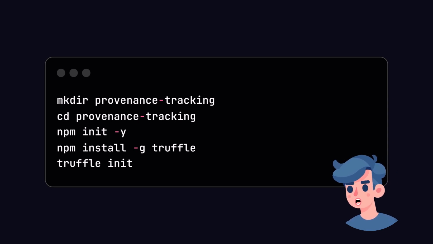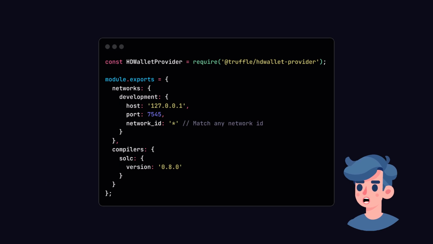First, ensure you have Node.js and NPM installed on your machine. Then, we will set up a new Ethereum project using Truffle, a well-known development framework for Ethereum. Once you've initialized our Truffle project, we'll configure the Truffle project to connect to the Ethereum network. Open the truffle-config.js file and set the network settings. We typically use Ganache for local testing.